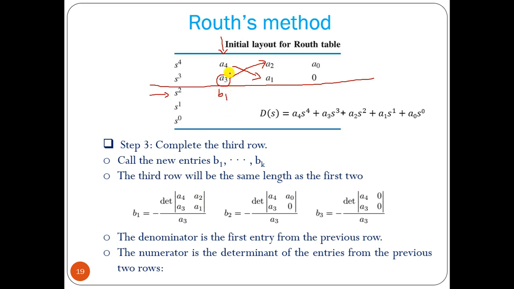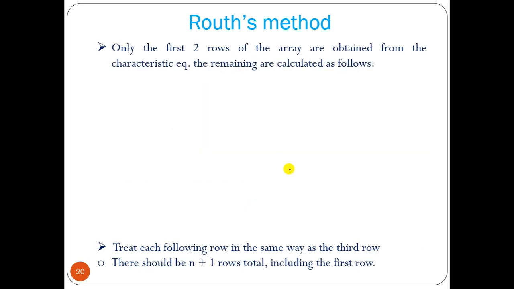What will the second value be? With respect to the first column, we take a4, a3, then the next column values. So (a3·a0 − a4·0) divided by a3. The first column's last row we take as the division value, so a3 is the common factor. So we get this b2, and we don't have any value here, so that will be 0. This is how we find the third row.